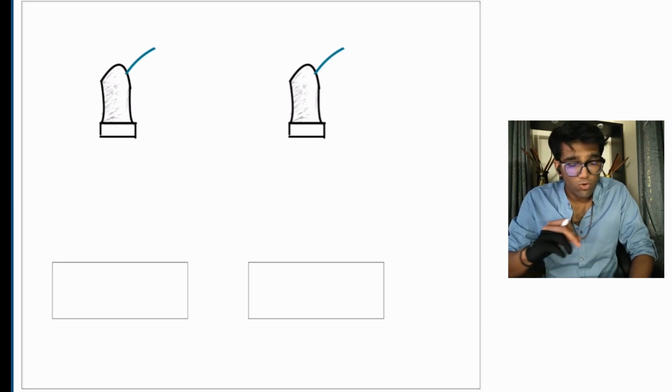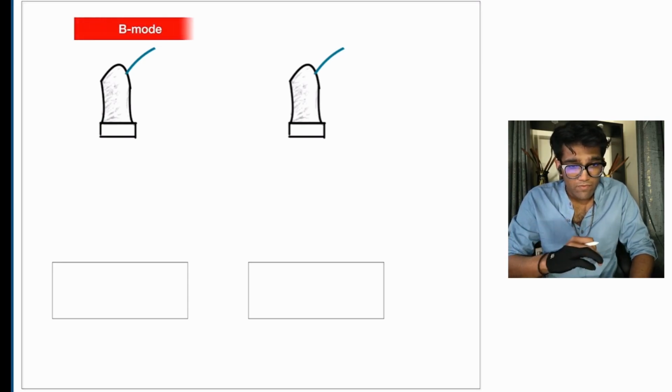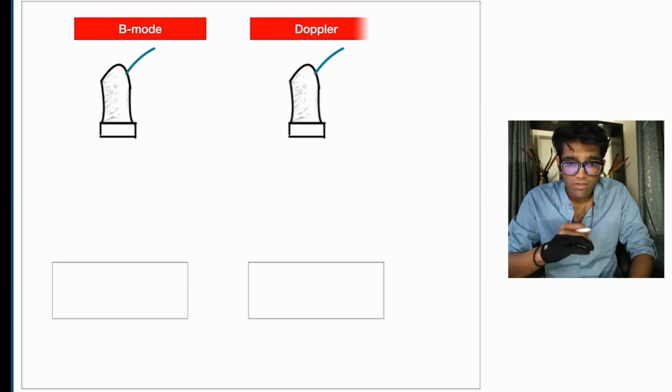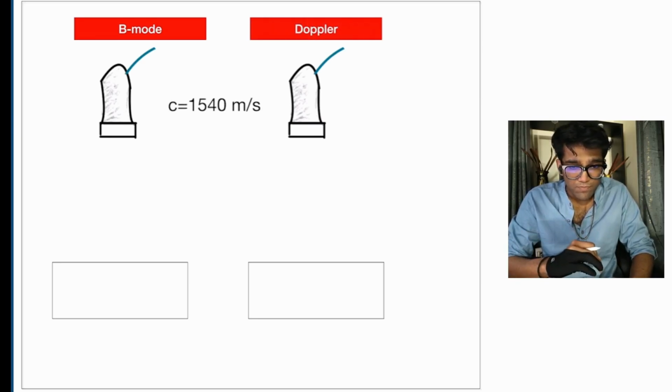So we've got two echo probes here. The one on the left is going to be a B mode acquisition, and the one on the right is going to use the Doppler phenomenon. So the speed of sound of ultrasound waves through our soft tissue on average is 1540 meters per second.